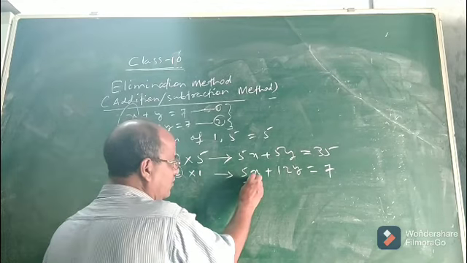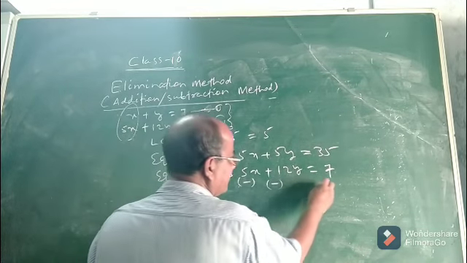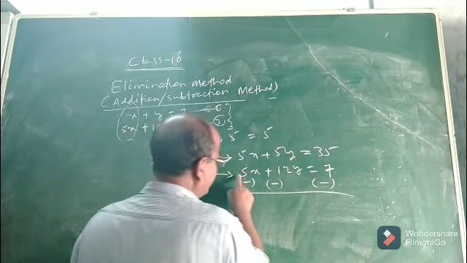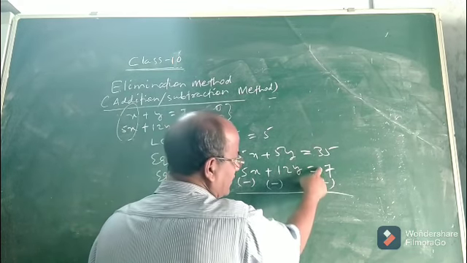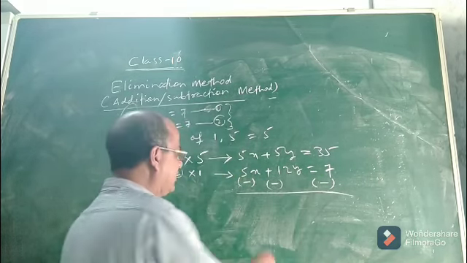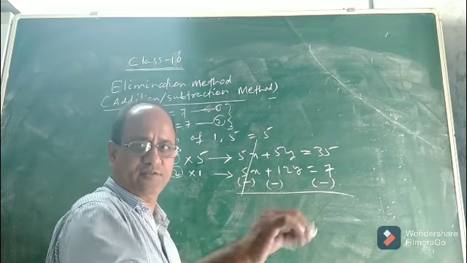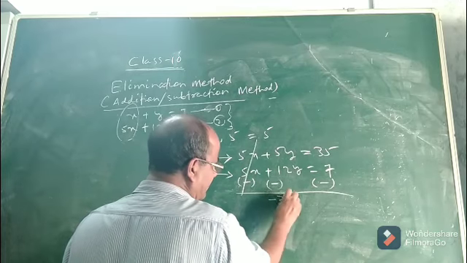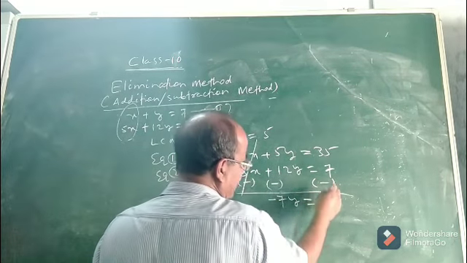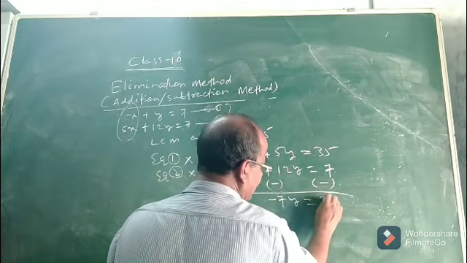So let us subtract. You know subtraction. Change the sign. It was plus, it became minus. This was plus, it became minus. 7 was plus, it became minus. Okay. Now 5x minus 5x is 0, cancelled. Then 5y minus 12y will be minus 7y. And 35 minus 7 is 28.